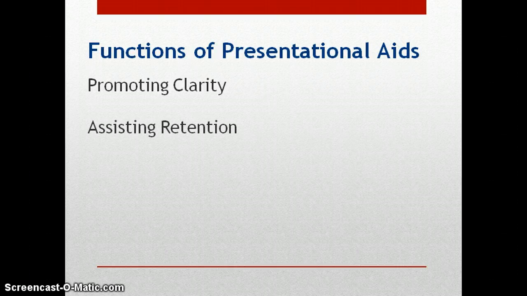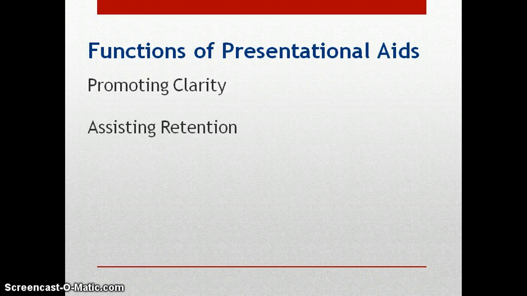Next, assisting retention. You have to find ways to help your audience to remember, and presentational aids go a long way towards that. This goes back to the VARC learning styles that we talked about in class earlier. Remember visual, auditory, reading, and kinesthetic learning styles. Presentational aids can really help to create a wider range of learning styles within your speech.